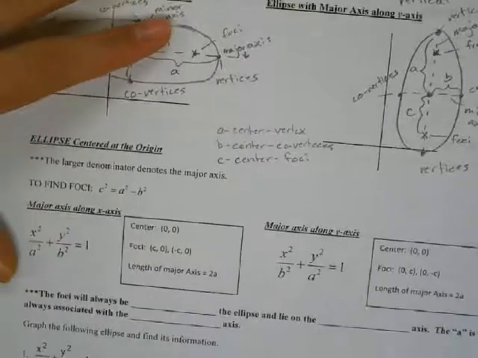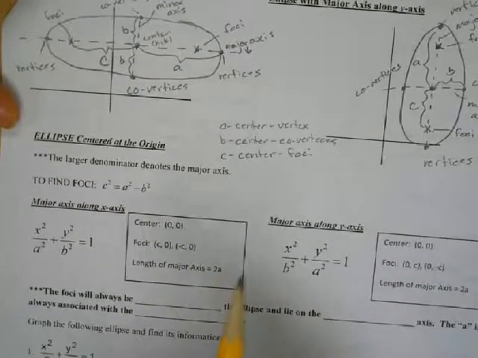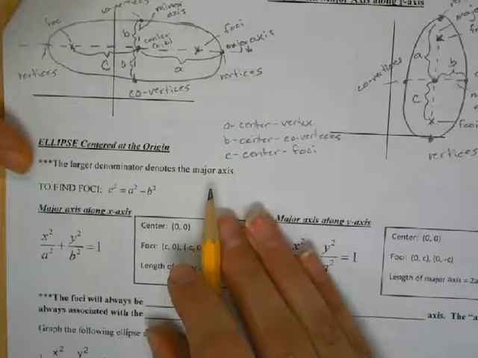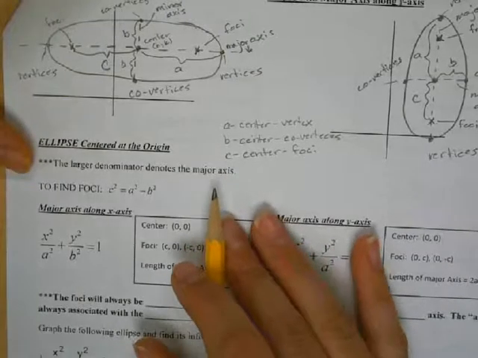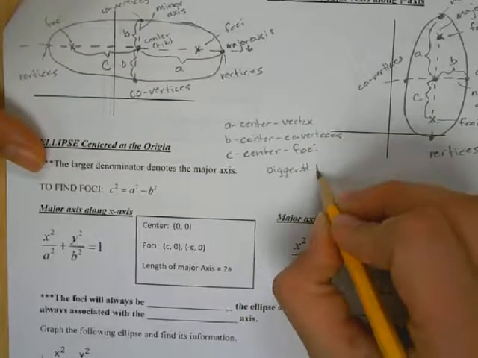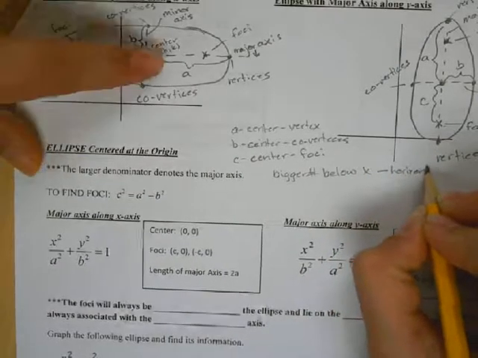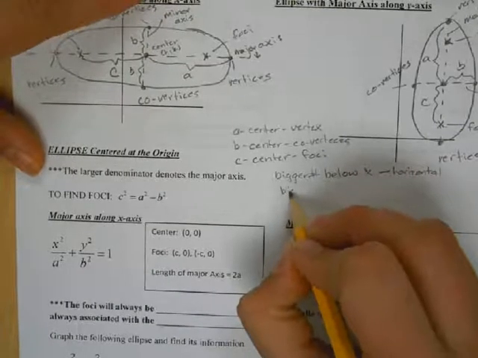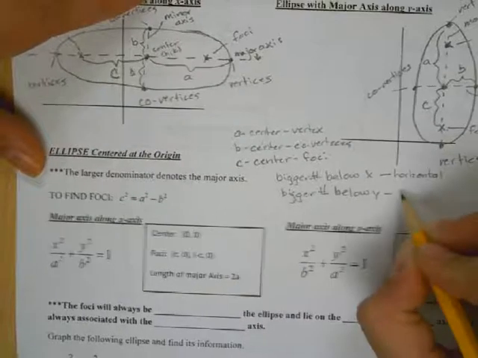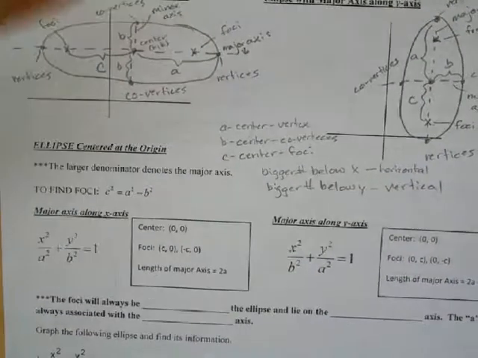Now, the larger denominator denotes the major axis. This is super, super important. When you talk about the ellipse, whichever has the biggest denominator is what controls the direction. So essentially if we have the bigger number below the X, then it's going to be horizontal. So that's that one up here on the top left. If the bigger number, and we'll talk about what we mean by bigger number, is below Y, then it's going to be vertical. So big number below the X, it's going to be horizontal. Big number below the Y, it's going to be vertical.